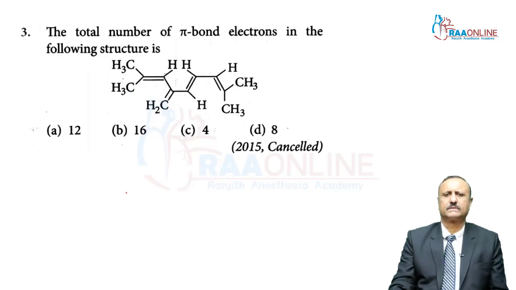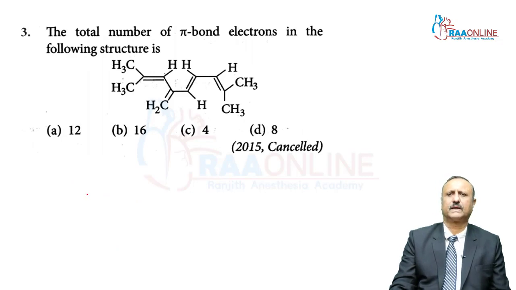Now, my dear students, when we see the third question: the total number of pi bond electrons in the following structure is. Here, my dear students, 1 pi bond. Here you can see the second pi bond, third pi bond and fourth pi bond. You can see the concept is this. You can see 4 pi bonds are present.